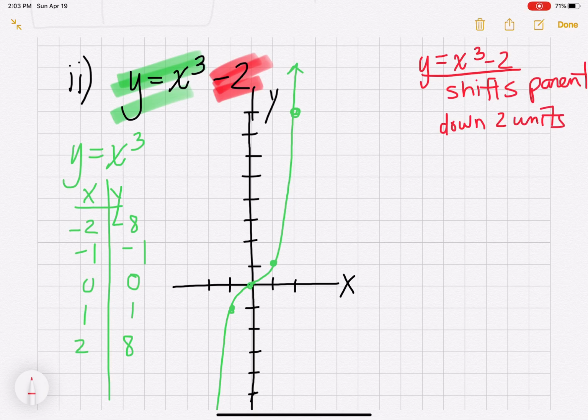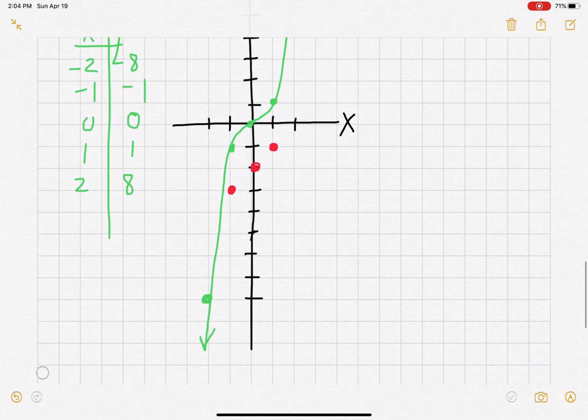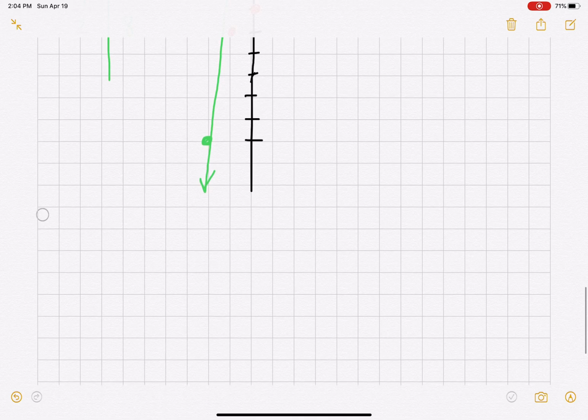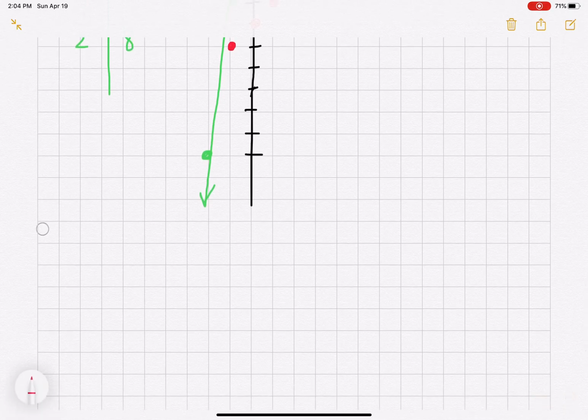So I'm going to take that 2, 8 and move it down here to 2, 6. I'm going to take 1, 1 and move it down to 1, -1. I'm going to take 0, 0 and move it down to 0, -2. I'm going to take -1, -1 and move it down to -1, -3. And I'm going to take this point here, -2, -8, and move it down to -2, -10.